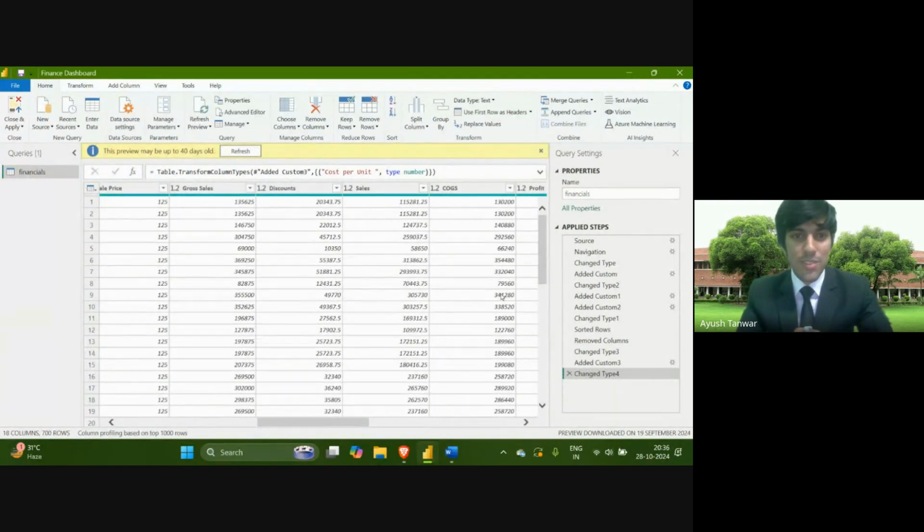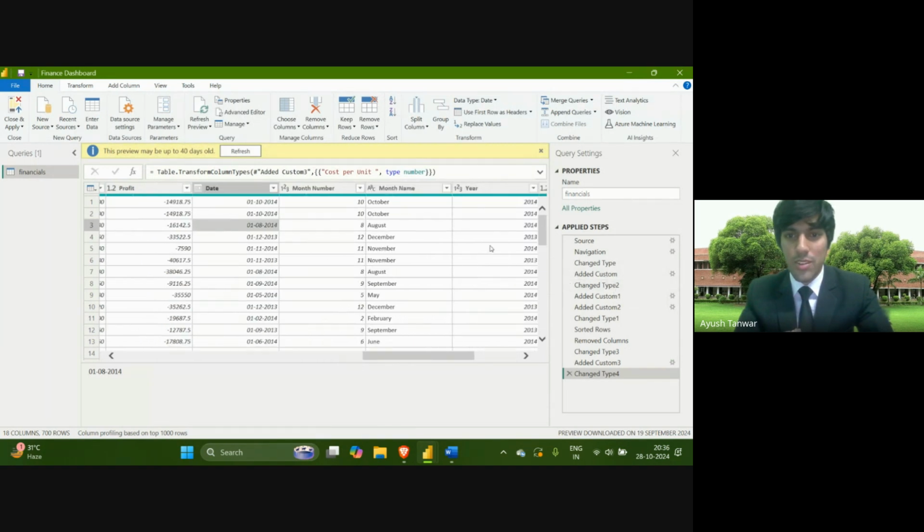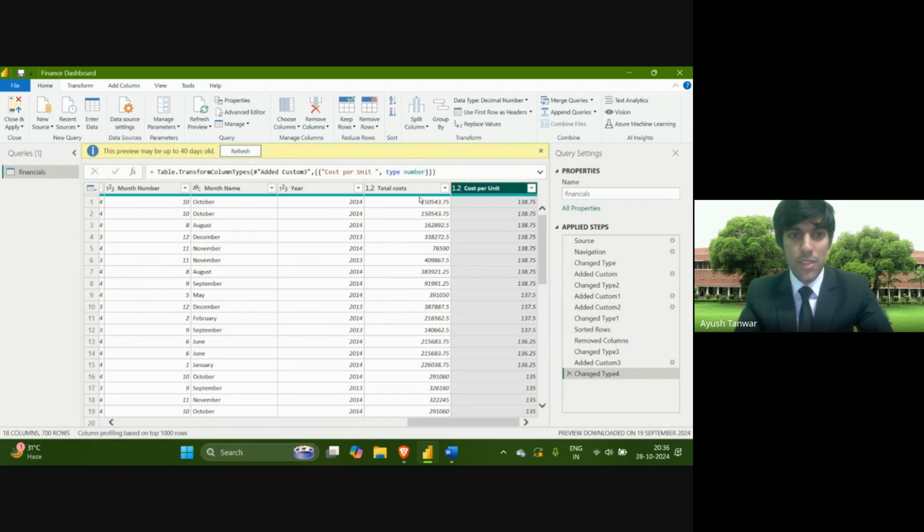Samir will also explain some DAX calculations. I think we missed out on that. So some columns were not there, so we added some columns like cost per unit, for example. As you can see, added custom 3. It's the third column that we added. There was not much cleaning needed.